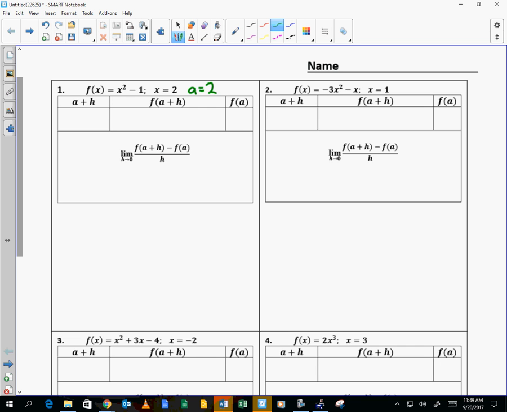If a is 2, then what is a plus h? 2 plus h. If you'd like to write it as h plus 2, that's fine. What does f of a plus h mean? What do I do? Yes, 2 plus h, that quantity squared, minus 1. That's the function with a plus h plugged in.